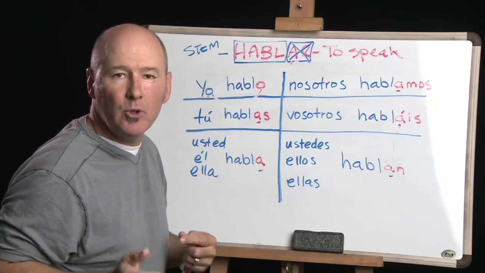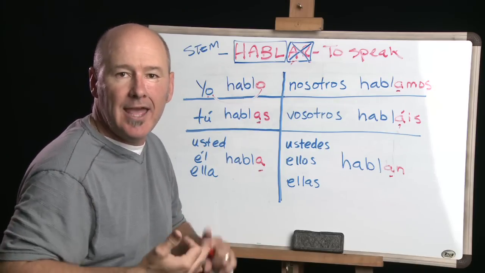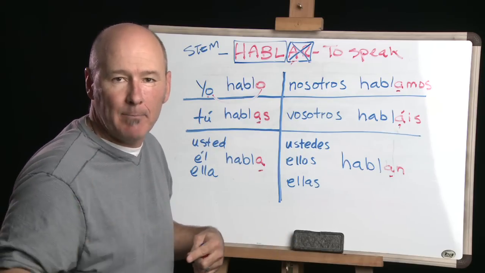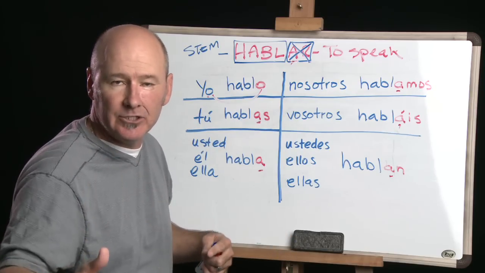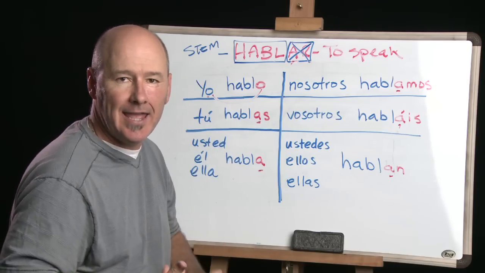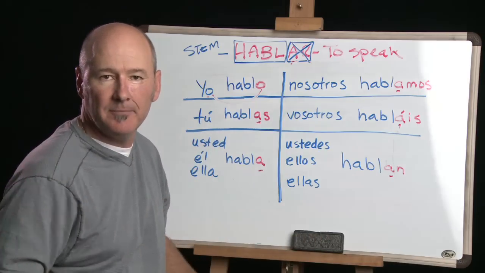I speak, yo hablo. You speak informal, tú hablas. Usted, él, ella habla. Nosotros, we speak, hablamos. Vosotros habláis, you, plural, informal, and ustedes, ellos, and ellas hablan. You guys speak or they speak.